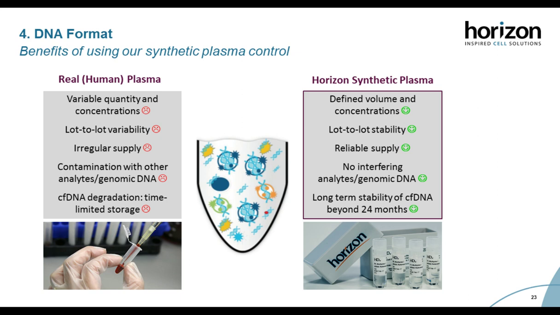Related to the topic of DNA format, this slide outlines some of the benefits of using our synthetic plasma control. We see many disadvantages when using real human plasma, such as variable quantity and concentrations, lot-to-lot variability, irregular supply, contamination with other analytes or genomic DNA, and cell-free DNA degradation, where real samples have time-limited storage.